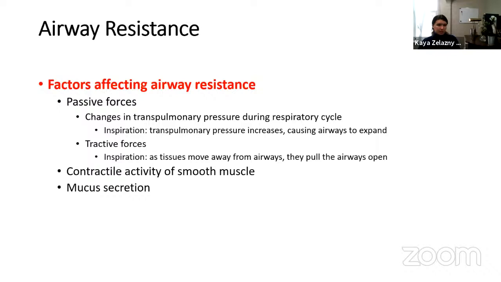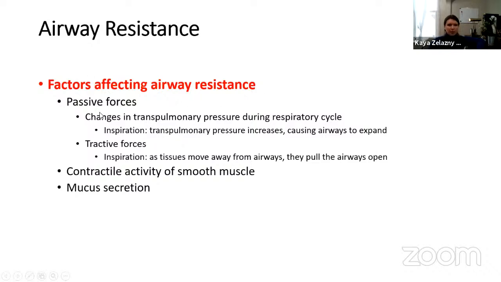We have a number of different forces or factors that affect airway resistance. Two of them we refer to as passive forces: the force of the transpulmonary pressure and the tractive forces. I want us to remember, stepping back for a second, that when we're talking about airway resistance, we're not talking about the individual alveoli anymore. Now we're talking about the bronchioles, the tubes instead of the little sacs. This is very slightly different, but it's important to keep in mind.